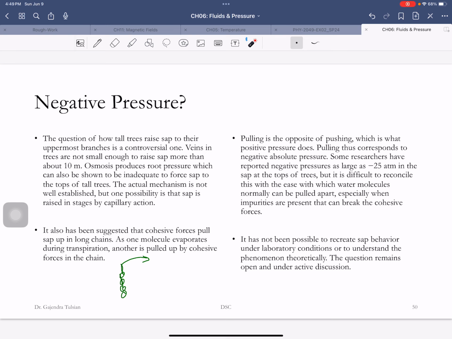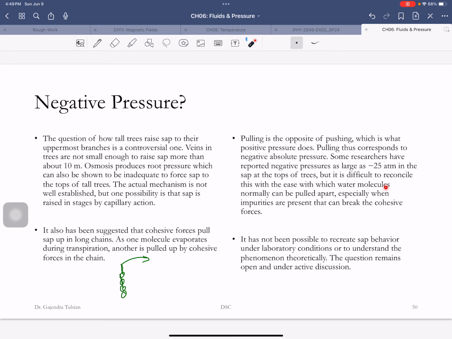Pulling is the opposite of pushing, which is what positive pressure does. Pulling thus corresponds to negative absolute pressure. So essentially, do the water channels in plants have negative pressures? Some researchers have reported negative pressure as large as minus 25 atmospheres in the sap at the top of trees. That's a huge number. With 1 atmosphere corresponding to 10 meters, with that kind of negative pressure you could raise water up to 250 meters.